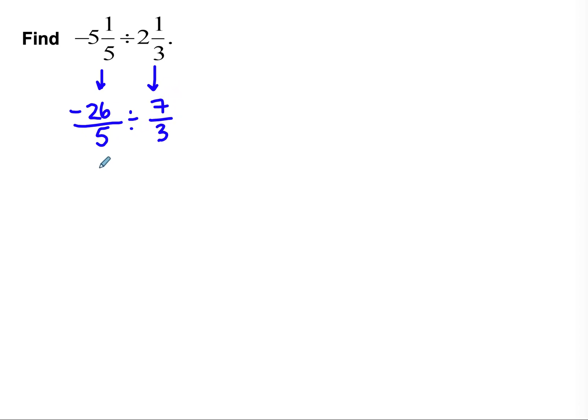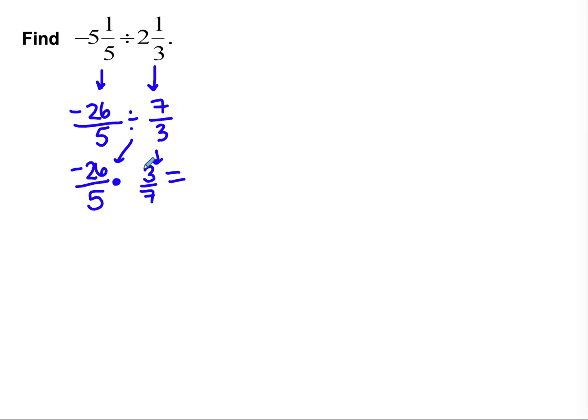Okay, now I'm ready to do my keep, change, flip. So negative 26/5 I'm going to keep. It's going to be the same. I'm going to change it to multiplication, and then I'm going to flip that last fraction. So instead of 7/3, I now have 3/7. All right, so now I am ready to multiply straight across.